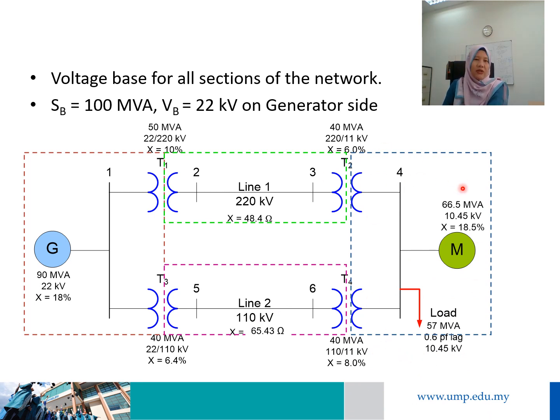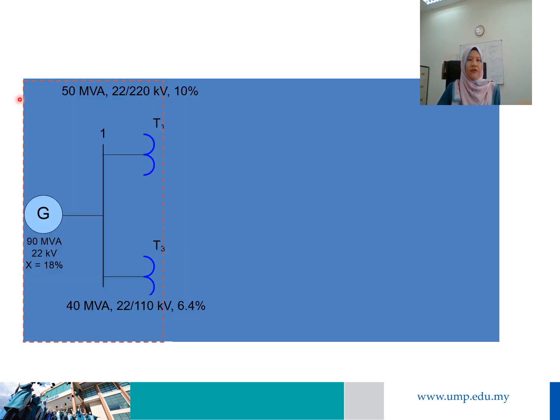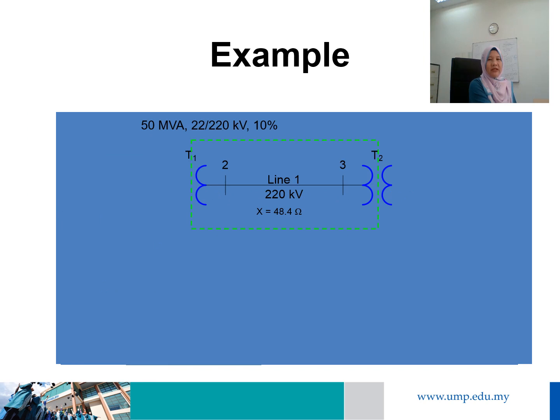So now we need to find the base voltage for all sections, or for all regions, of the power system network. For the first region, which is on the generator side, the base voltage V base 1 on the low voltage of transformer T1 is equal to 22 kV.